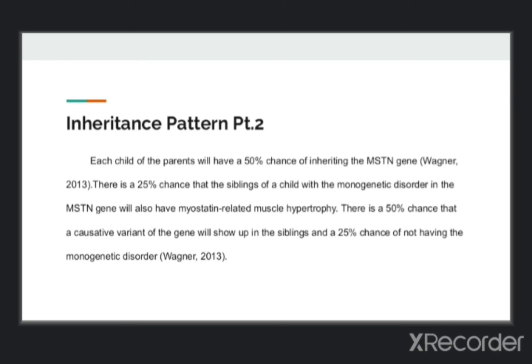And there's a 25% chance that the siblings of a child with the monogenetic disorder in the MSTN gene will also have myostatin-related muscle hypertrophy. There is a 50% chance that a causative variant of the gene will show up in the siblings, and a 25% chance of not having the monogenetic disorder.